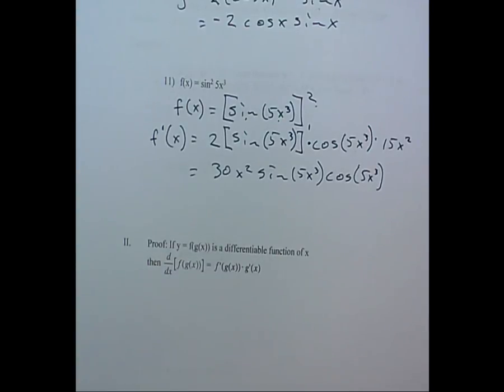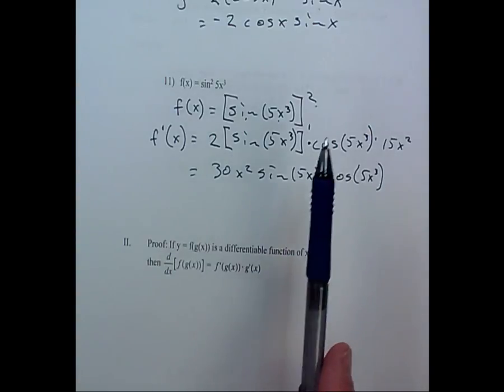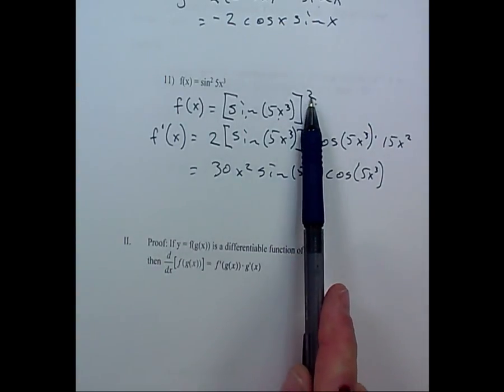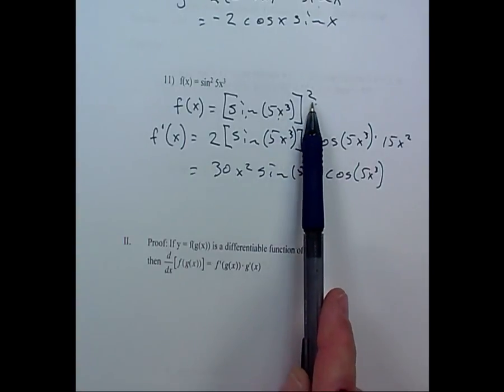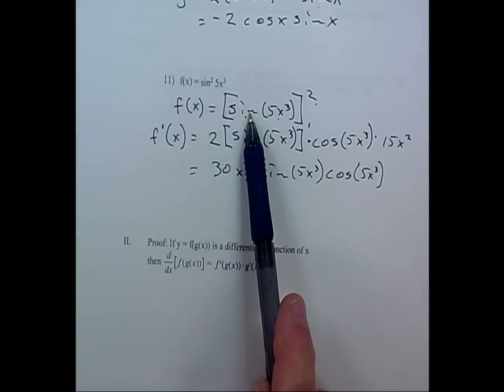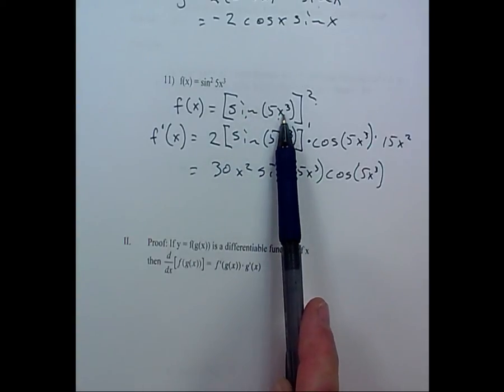You have to identify that in this function, I have a squared function, a sine function, and a cubic function, correct? So I take the derivative of the squared function, I take the derivative of the sine function, and I take the derivative of the 5x cubed function. You do have a problem like that.